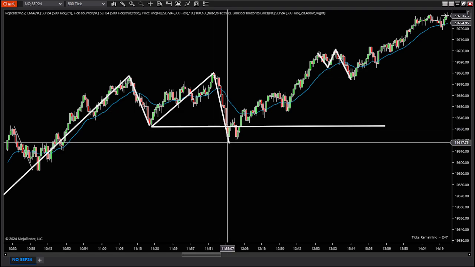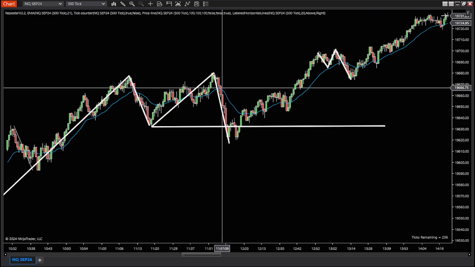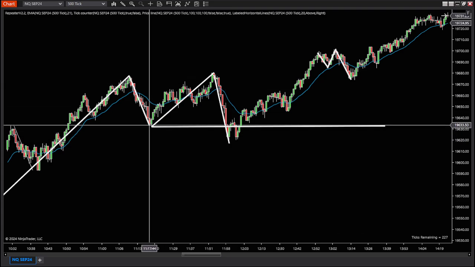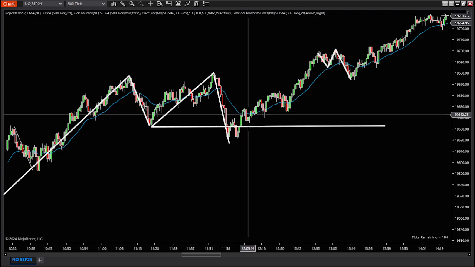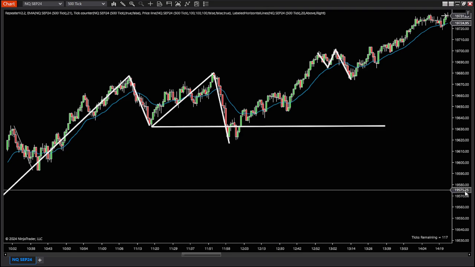This starts to make sellers happy. They start to say, oh, we're reversing. Oh, we broke this swing. We're going to continue down. Hold your horses, relax, wait, be patient.